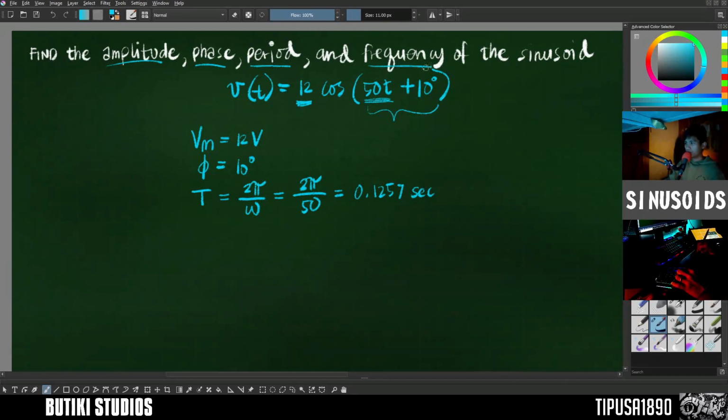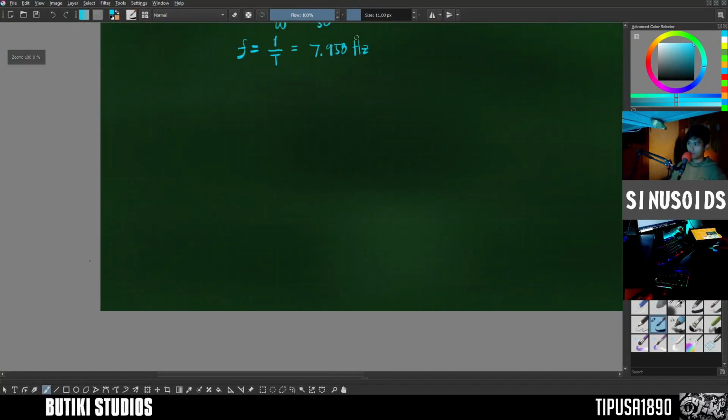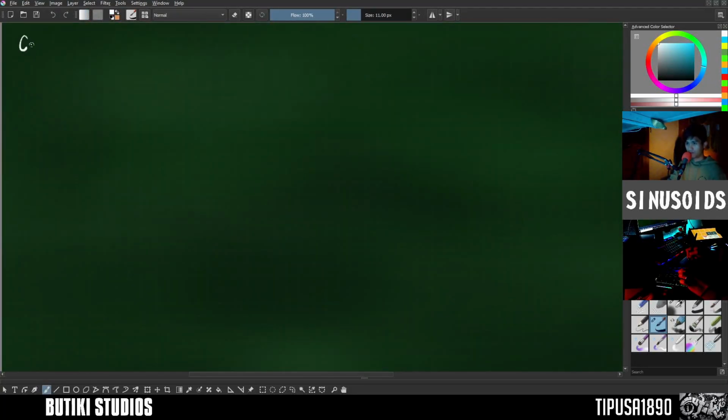So frequency, f, is equal to 1 over T, which is just the reciprocal. The reciprocal of that is 7.958. Since it is frequency, the unit here is hertz. Another example. Calculate.